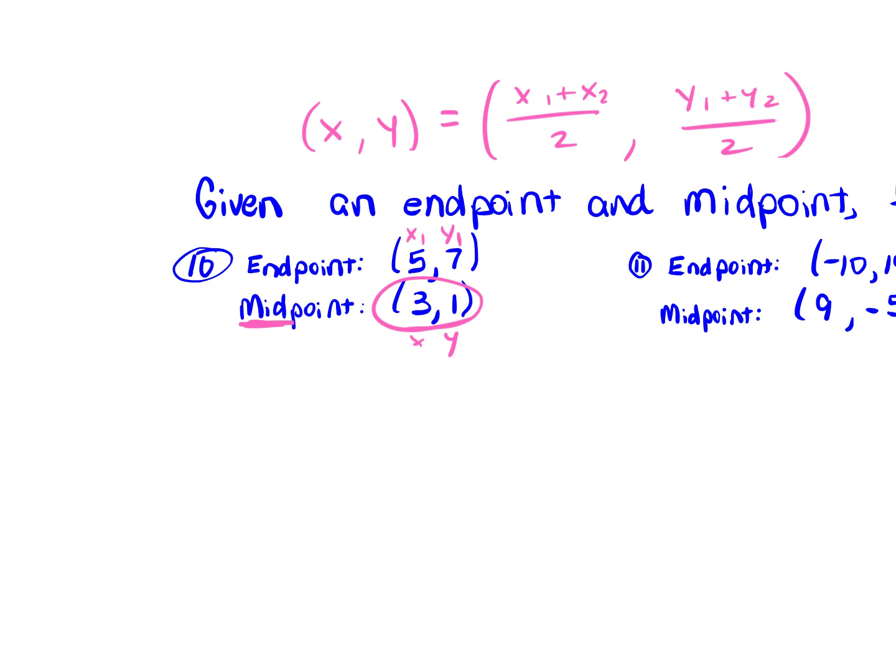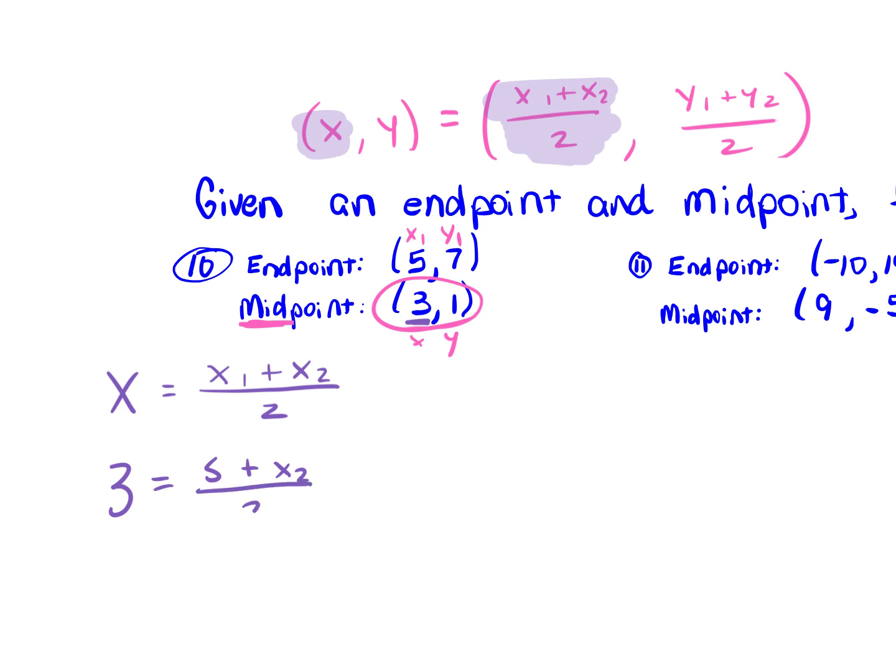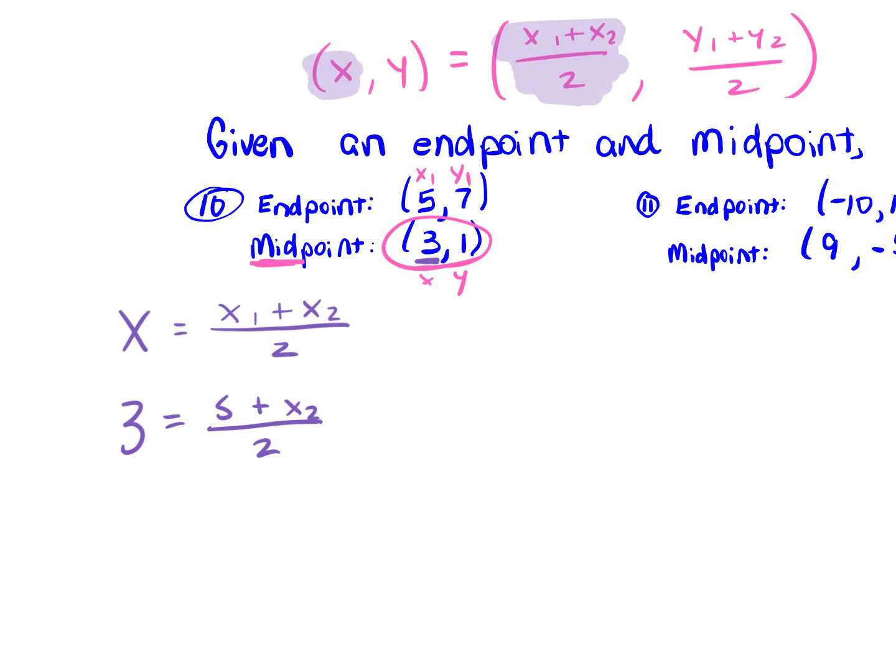So we're going to start with just the x's first. I'm going to use my x's from the midpoint formula, and that's equal to the midpoint. So x, our midpoint, is equal to x1 plus x2 over 2. Now what's this big X going to be? Just X. What do I plug in there? 3, because our midpoint is 3. So that's equal to, I'm going to plug in x1, so we have 5 plus x2 over 2. So I'm solving my equation here for x2.